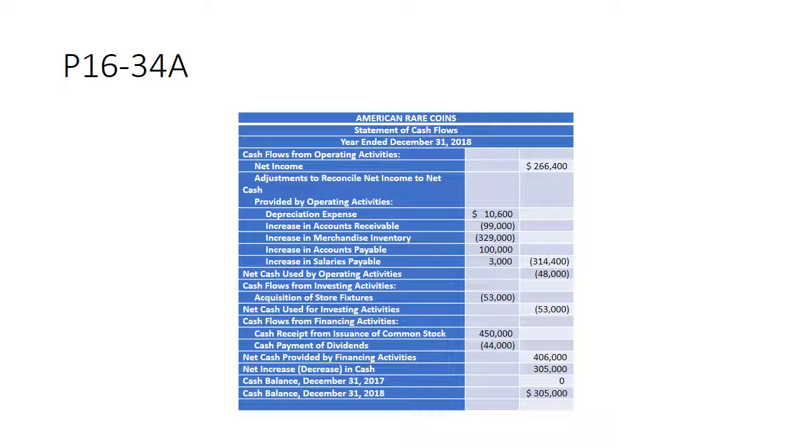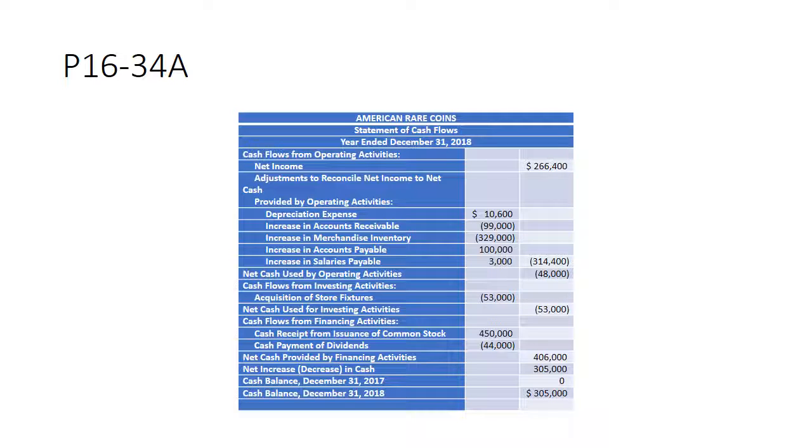Now let's go down to the current liabilities. Our current liabilities go from 0 to $100,000. So we owe $100,000 more in accounts payable. That means we have a cash savings in accounts payable. So we increase cash. The salaries payable increased. Remember, we subtracted $99,000 to get to that $266,400. Well, $3,000 of it wasn't paid yet. Add it back.